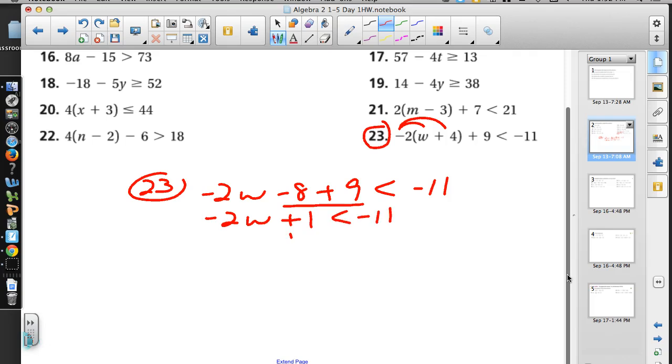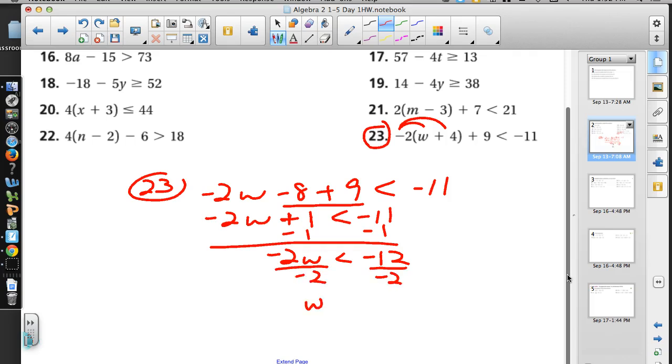Then we need to start moving things over so we can get the w all by itself. We're going to subtract 1 from both sides, so -2w is less than -12. And then we have to divide by -2. What we have to remember when we multiply or divide by a negative is that we have to flip the sign.